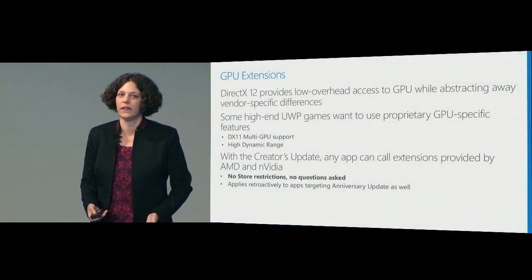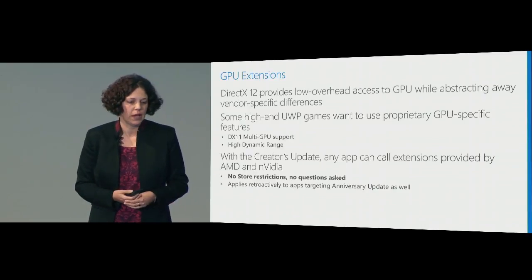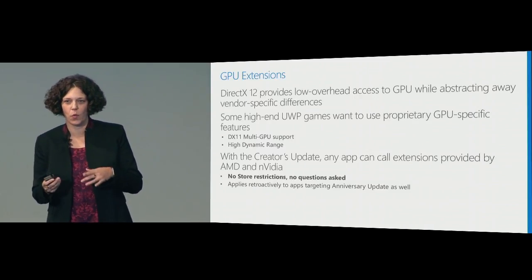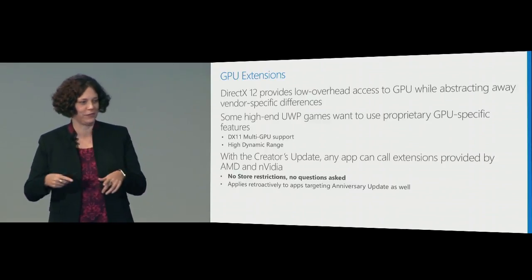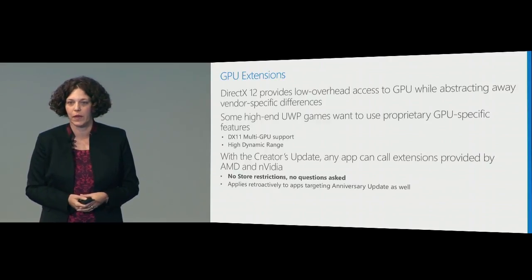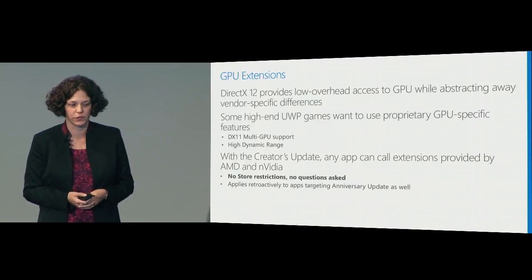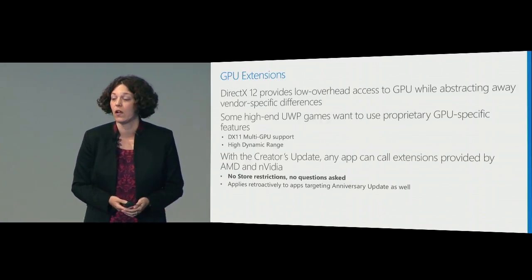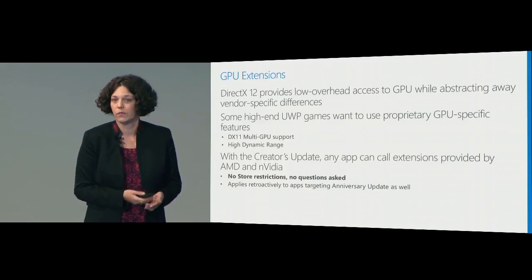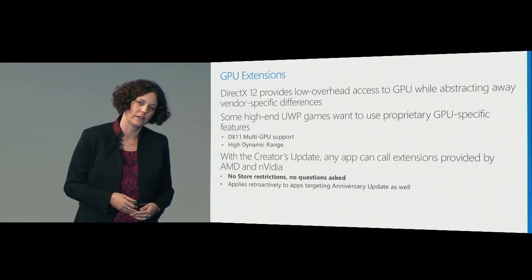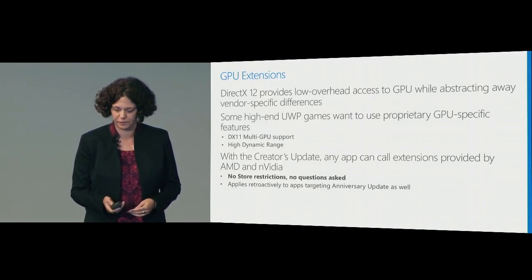So DirectX 12 is the way that you typically do games. And it's a great API, and it abstracts away a lot of the vendor-specific differences. That's great, until you want to actually use one of those vendor-specific things. So in the past, we didn't allow you to use some of the proprietary GPU-specific features, for example, high dynamic range. With the Creators Update, any app can call extensions by AMD and NVIDIA. No restrictions on Store apps, no questions asked, and it's retroactive to apps that are targeting the Anniversary Update.